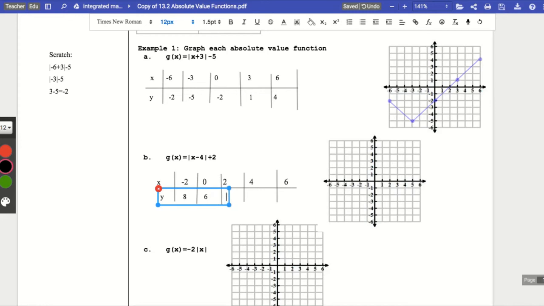Plugging in 2. 2 minus 4 is -2. Absolute value of -2 is 2. 2 plus 2 is 4. Plugging in 4. 4 minus 4 is 0. 0 plus 2 is 2.